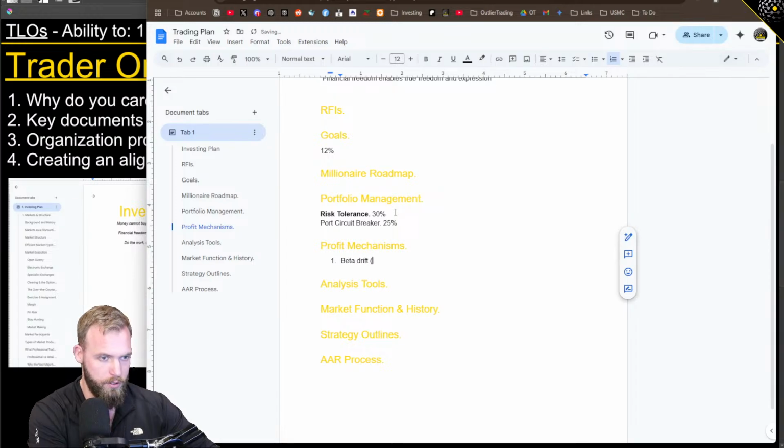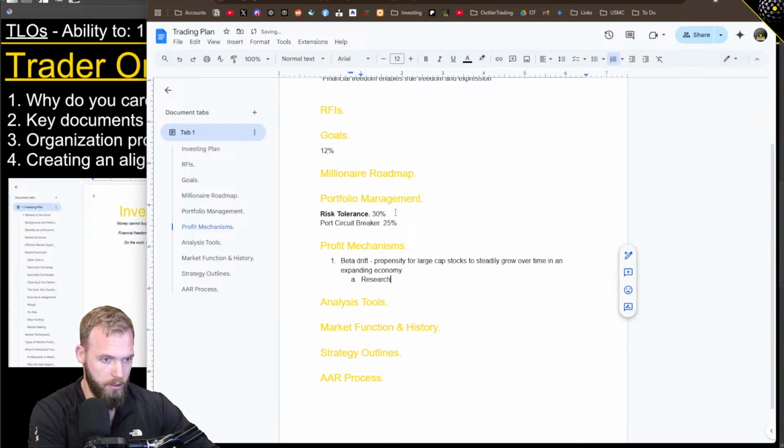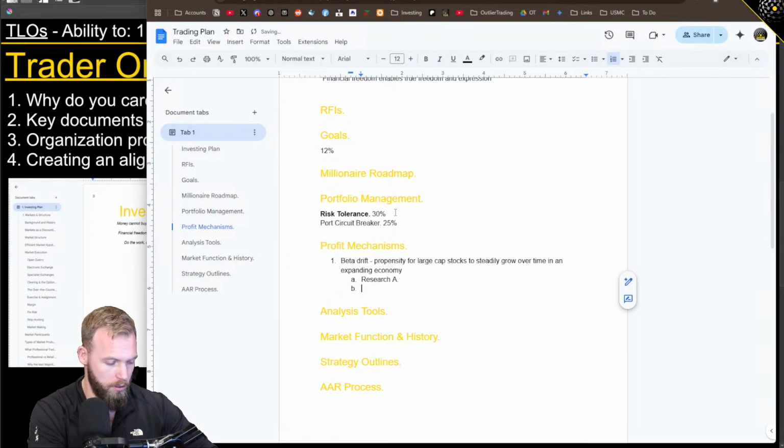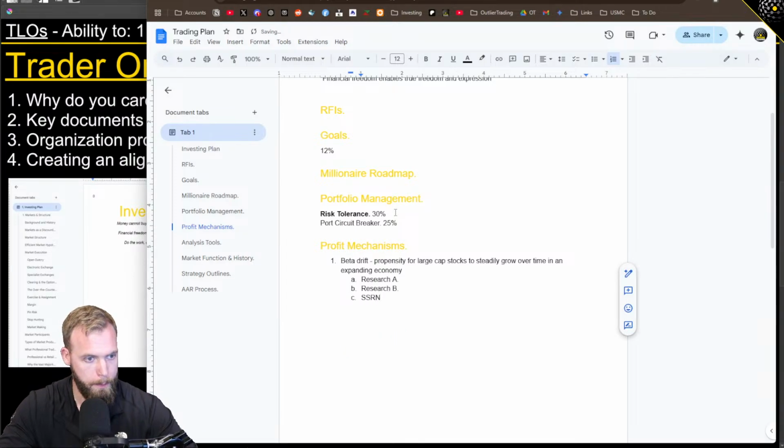beta drift. So this can be like large cap. And I would define it. So beta drift in this context would be the propensity for large cap stocks to steadily grow over time in an expanding economy. And then what I would do is I would list research. Where do you find the research? Great question. From SSRN. That's the starting point.